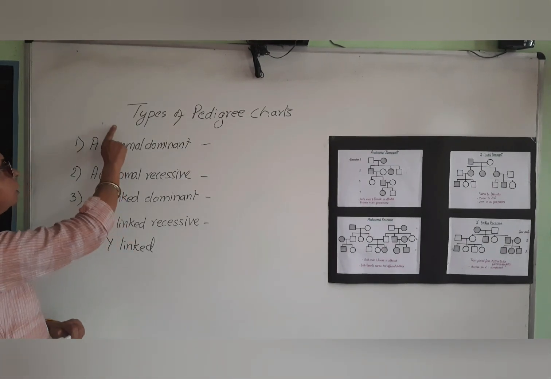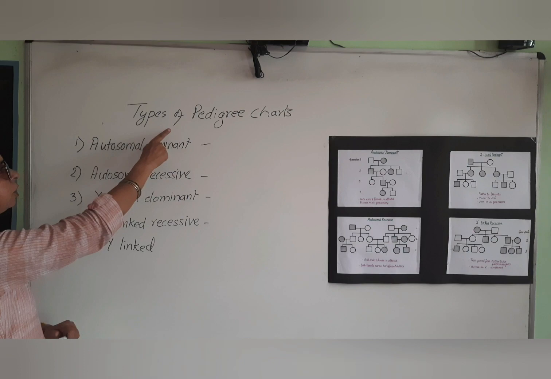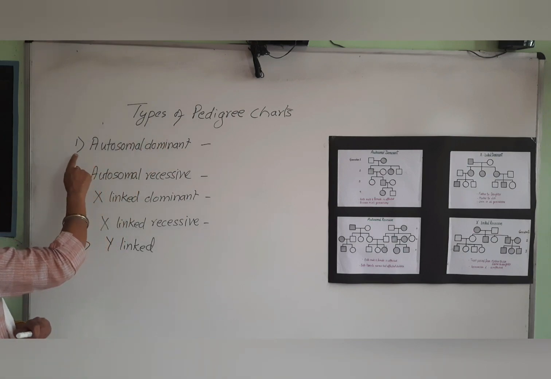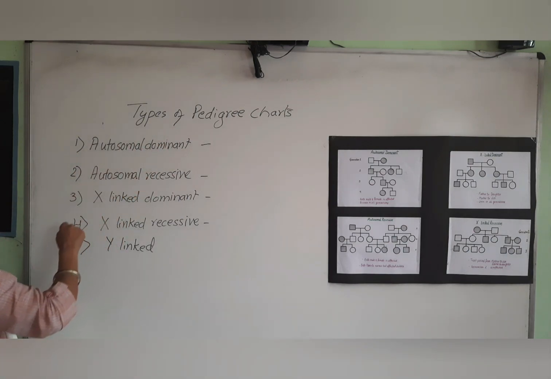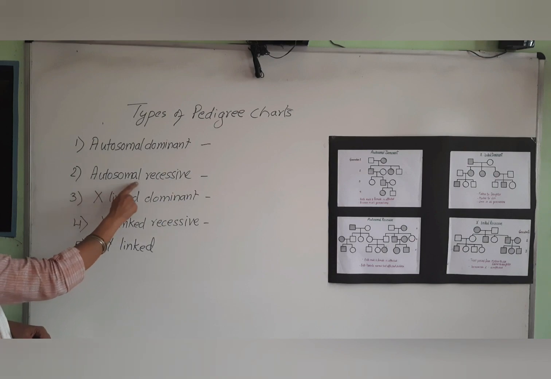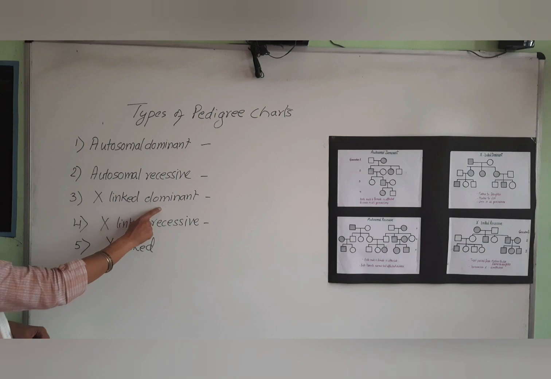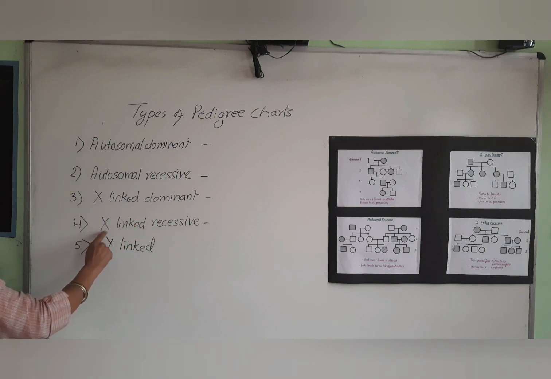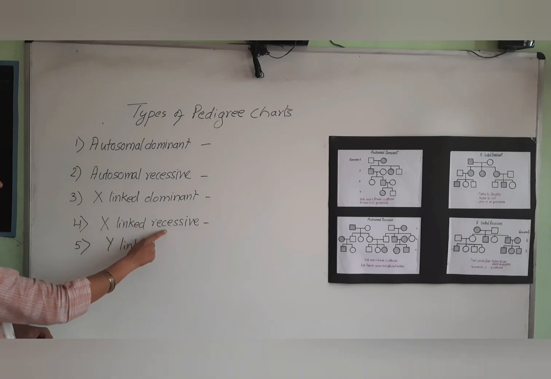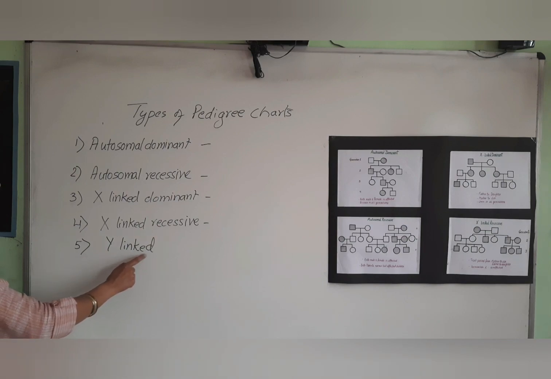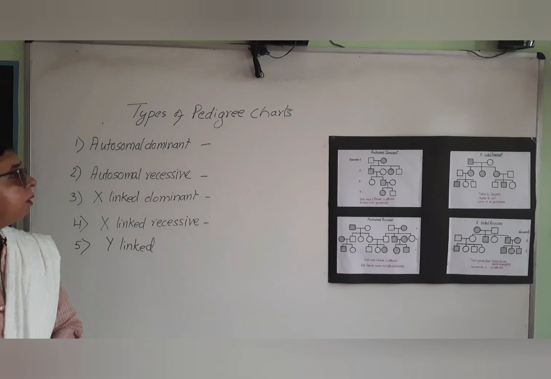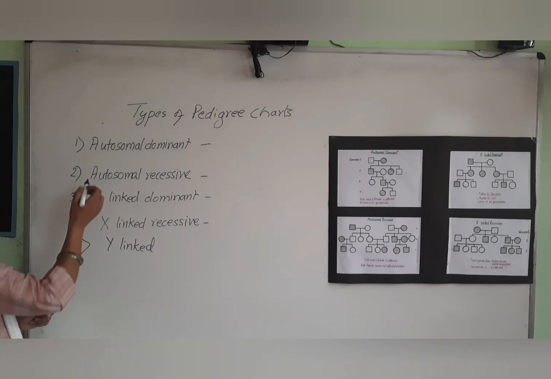Now we are going to discuss types of pedigree charts. Number 1, autosomal dominant. Number 2, autosomal recessive. Number 3, X-linked dominant. Number 4, X-linked recessive. Number 5, Y-linked. Now let's discuss the example of each case.